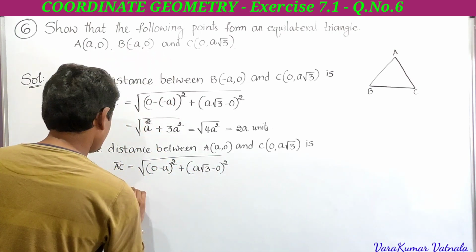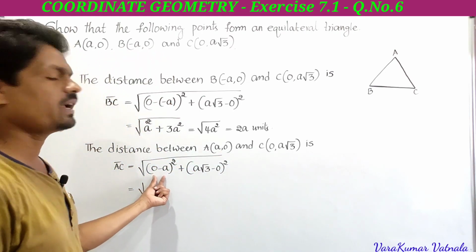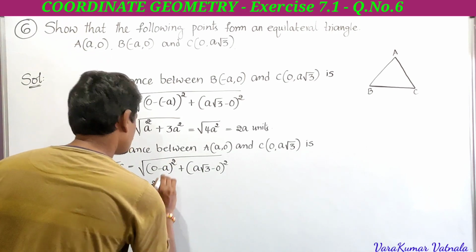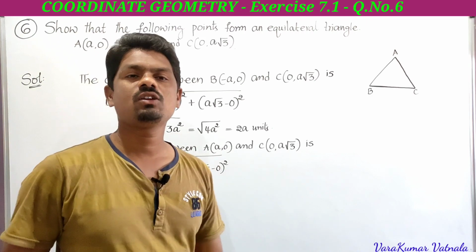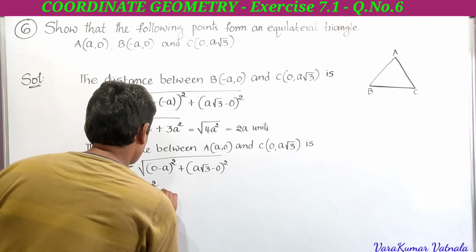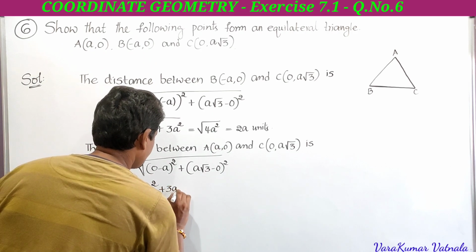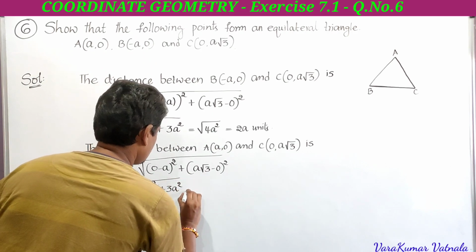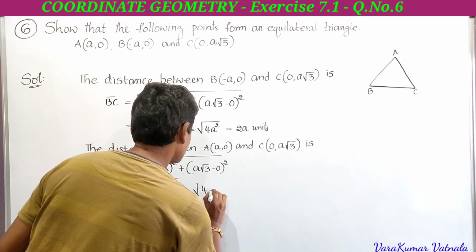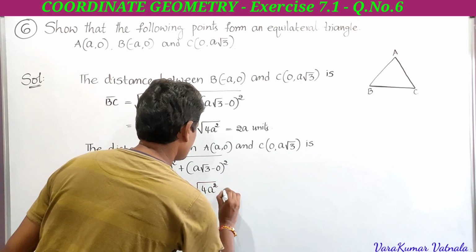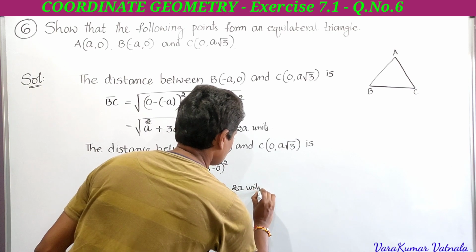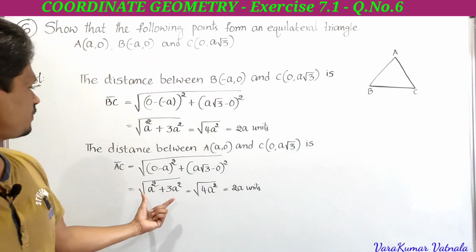So just we have to simplify here. So 0 minus a is minus a whole square, we can get a square. So a root 3 minus 0 is a root 3. So a root 3 whole square, we can get 3a square. So here square root of a square plus 3a square, we get 4a square. So square root of 4a square is equal to 2a units. So we have all the lengths of three sides.